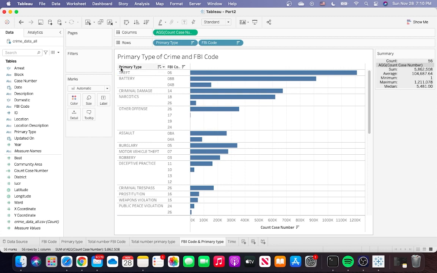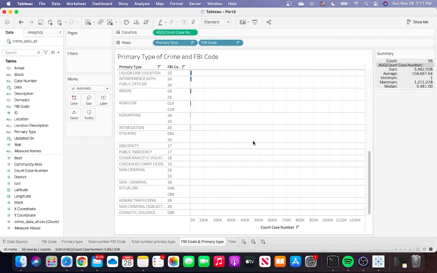I want you to know that one primary type can have one or more FBI codes. For example, battery has two FBI codes, 04B and 08B. And if you scroll down, we're going to see the lowest number of the primary type and FBI code, which is domestic violence, with just one case.